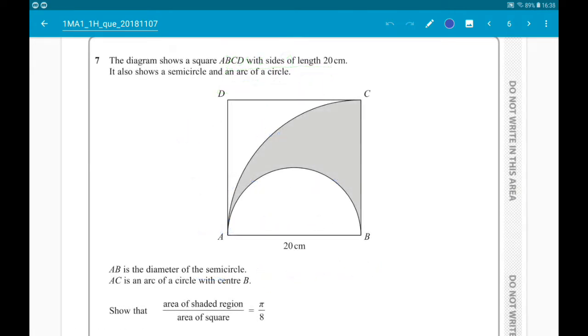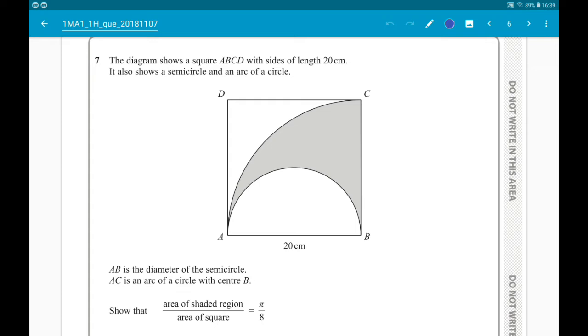Okay, number 7, this one looks fun. So, the diagram shows a square, ABCD, with sides of length 20 centimeters. It also shows a semicircle and an arc of a circle. So the semicircle is the white down the bottom, and the arc is the top of the shaded bit going from A to C.